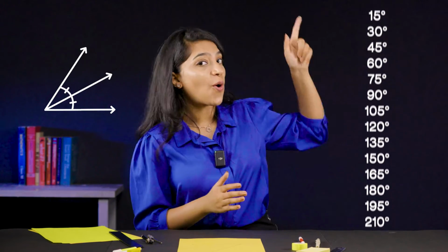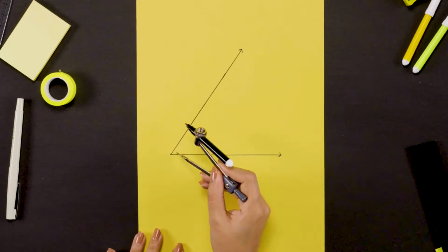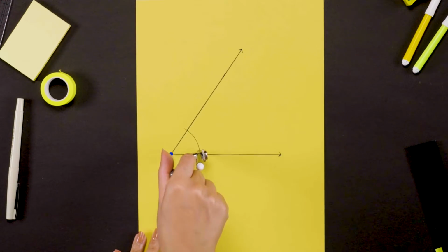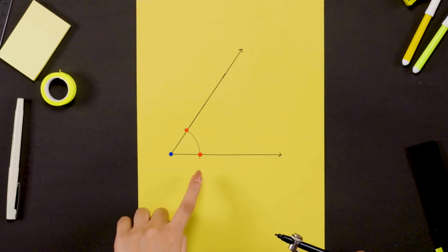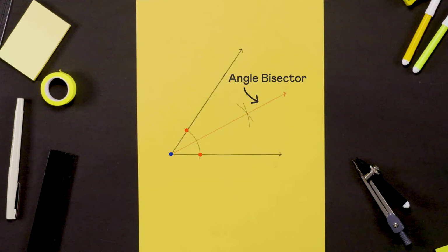If you know how to bisect an angle, you can construct all these angles. Let's learn. This is how you can bisect an angle. Centered at the vertex, draw an arc. Now from these 2 points, draw 2 arcs of equal radii, and that's the angle bisector.